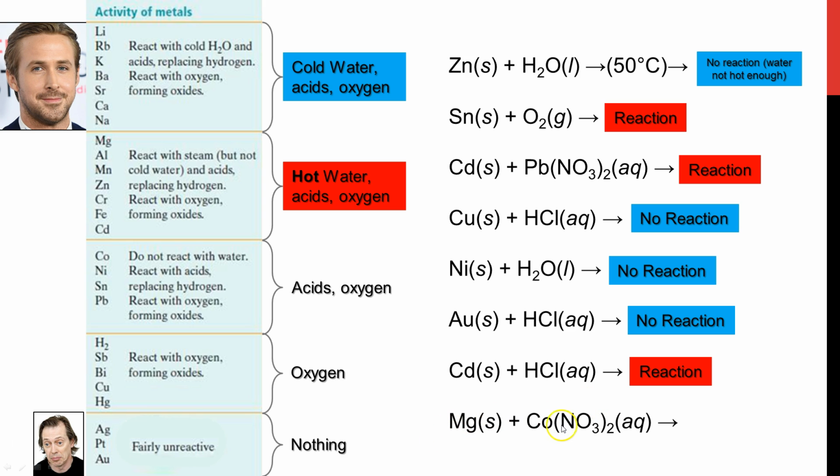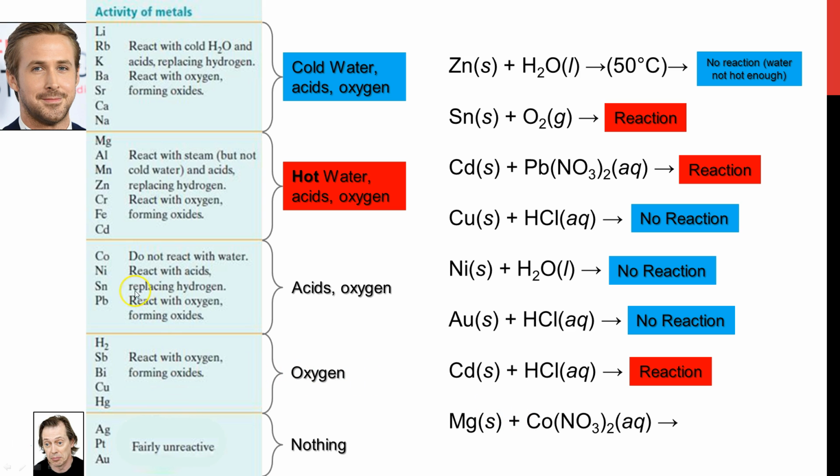And finally, magnesium and cobalt. So once again, we have these ones arriving with a date. Magnesium is by itself. Cobalt's got a partner. It's got a date. The question is, is magnesium hotter than cobalt? Will cobalt leave by itself?